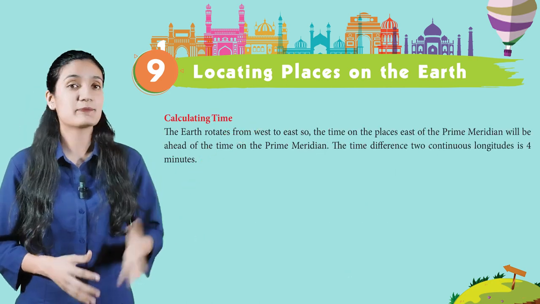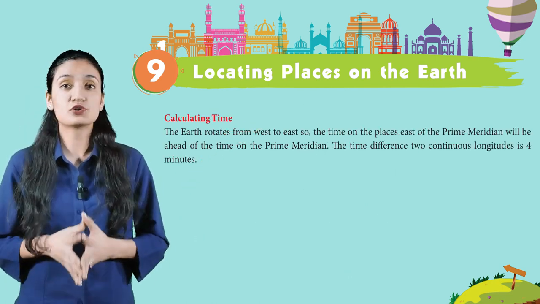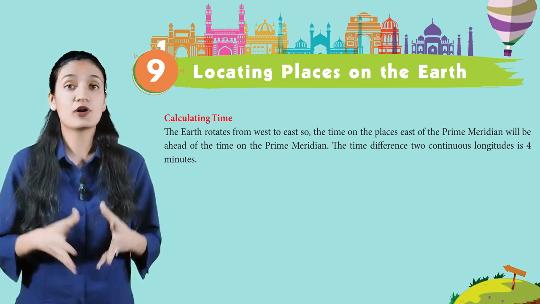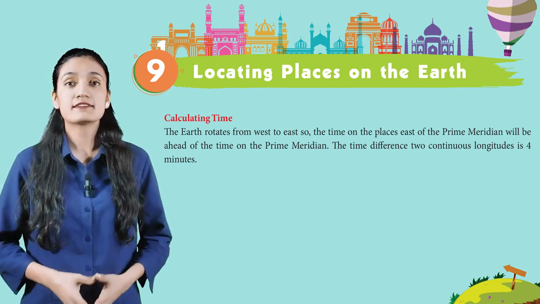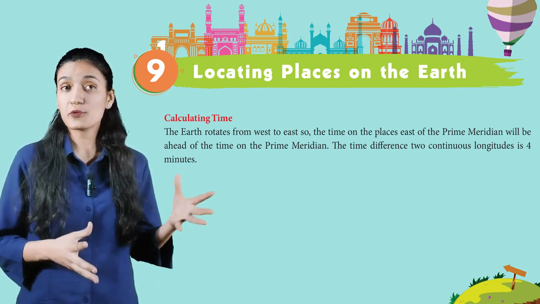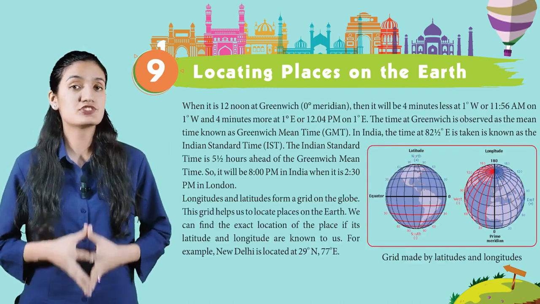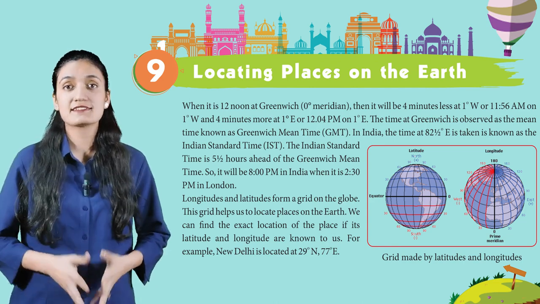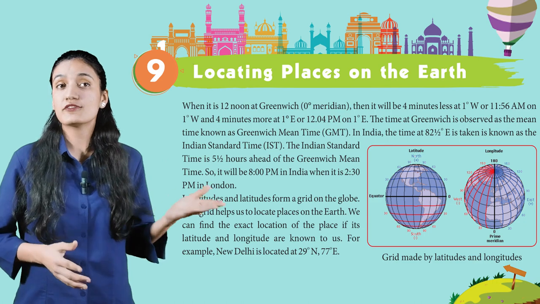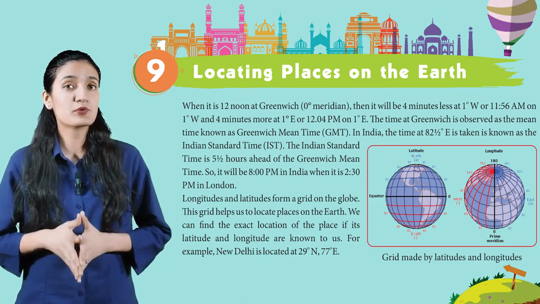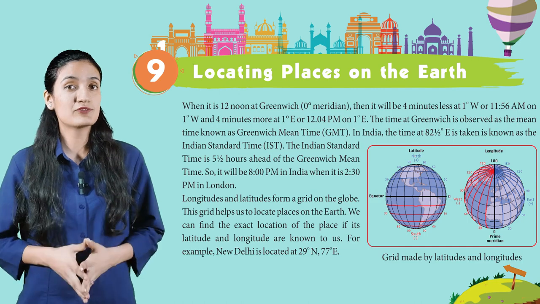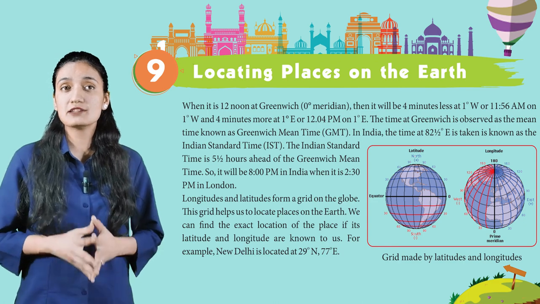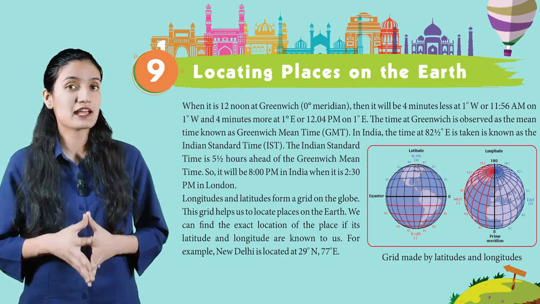Now, calculating time. The earth rotates from west to east, so the time on the places east of the prime meridian will be ahead of the time on the prime meridian. The time difference between two consecutive longitudes is 4 minutes. When it is 12 noon at Greenwich, 0 degree meridian, then it will be 4 minutes less at 1 degree west, or 11:56 am, and 4 minutes more at 1 degree east, or 12:04 pm. The time at Greenwich is observed as the mean time known as Greenwich Mean Time, GMT.